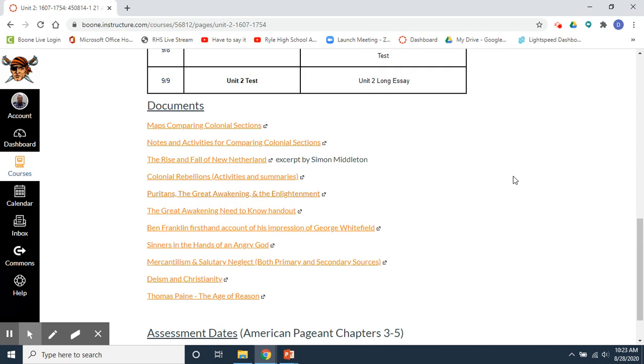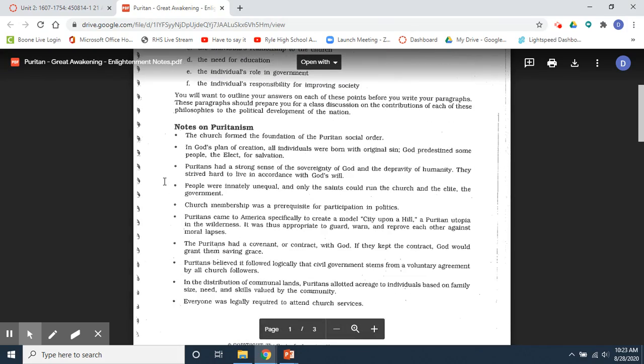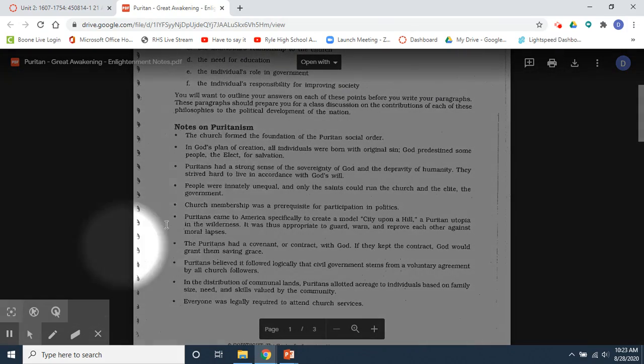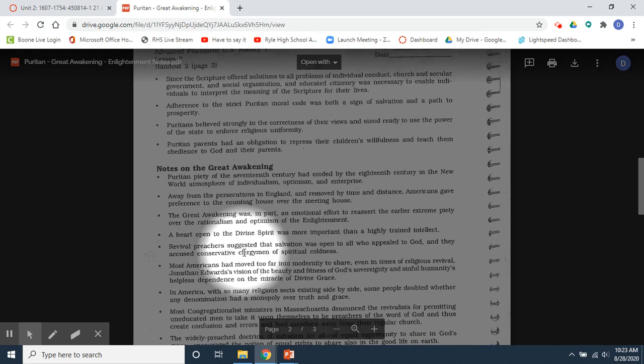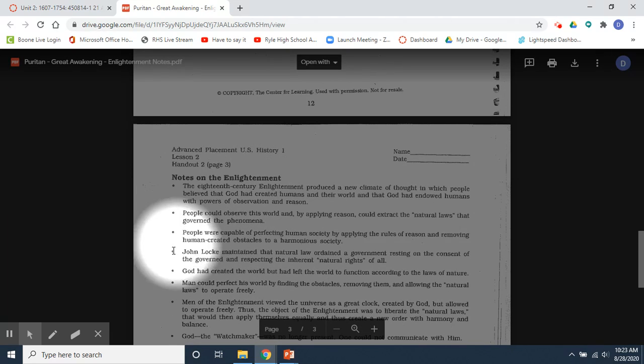For this lecture, I'm going to look at a couple handouts on our documents: Puritans, the Great Awakening, and the Enlightenment. Okay, this handout gives you an activity to do. It gives you notes on Puritans, it gives you notes on the Great Awakening, and then it gives you notes on the Enlightenment.